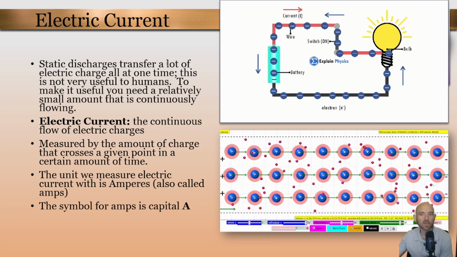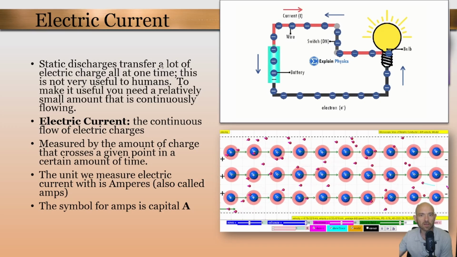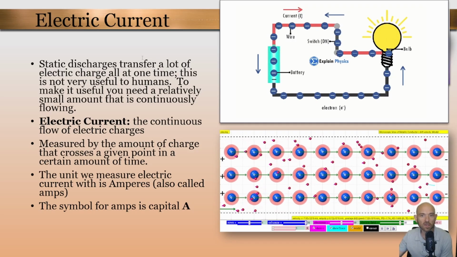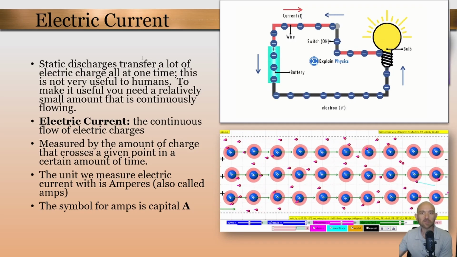So whenever you see an amperage rating on a household appliance, that number is simply telling you how much charge needs to be flowing through that device every second for it to operate at its intended level.